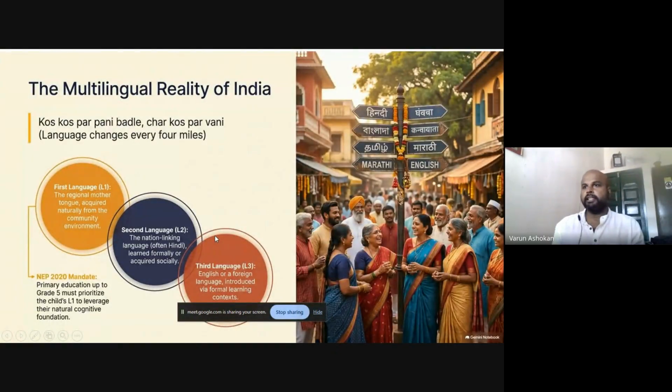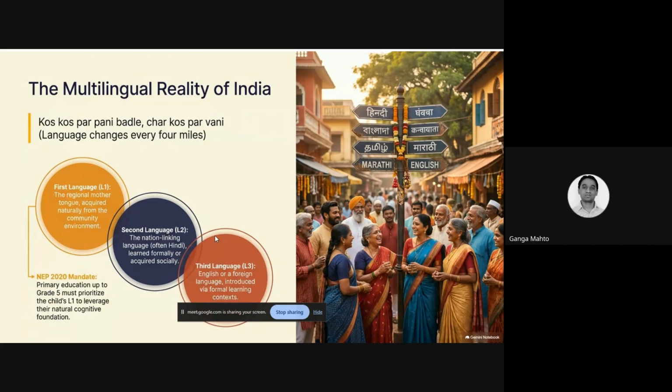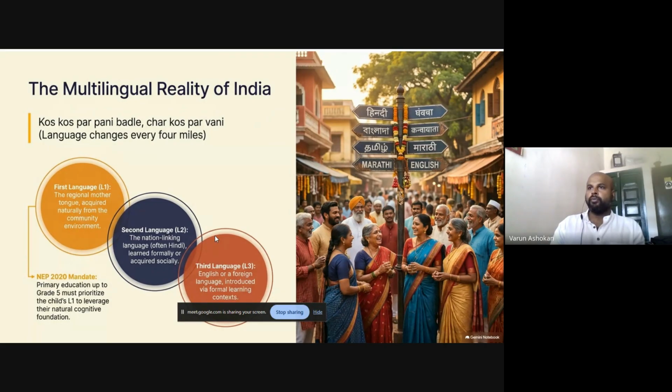I hope my screen is visible. Once we understand the way language is learned, perhaps this will help us understand the method that needs to be taken to teach well. First, we should understand what is language acquisition and what is language learning. As a teacher, if we know this difference, then we will be able to understand our children in the classroom.